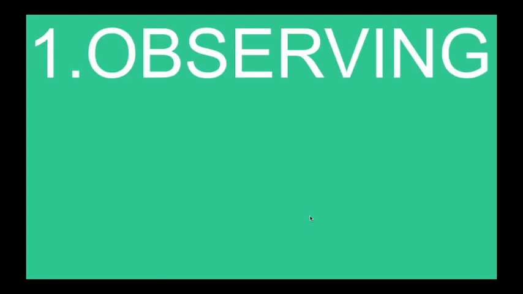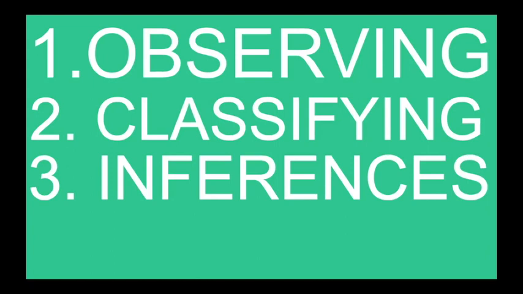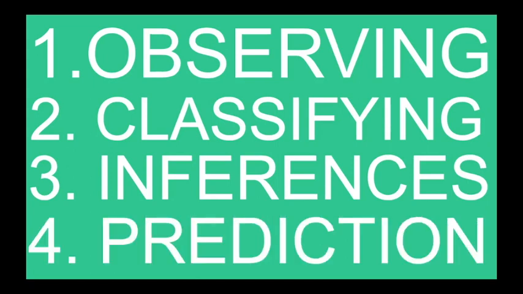Okay, so this is it for today. And in the end of our lesson, I want to summarize and recap our science process skills. All right. The science process skills include observing, classifying, inferences, and prediction, right?